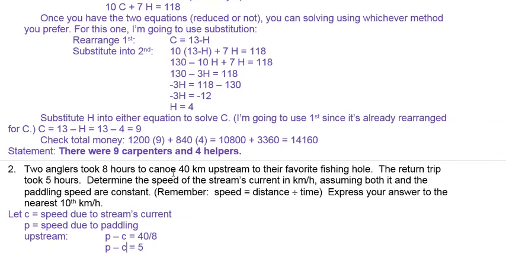And we know that it took them 8 hours to get that 40 kilometers, so here's where we can use that speed equals distance divided by time. Right, 40 divided by 8 is the speed they actually traveled at, so they traveled at 5 kilometers an hour.